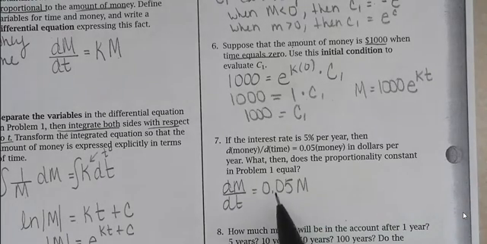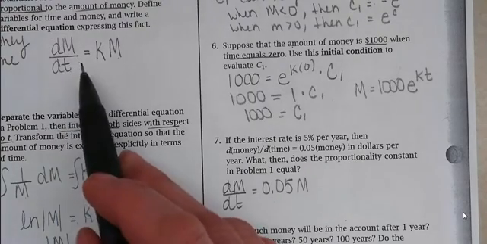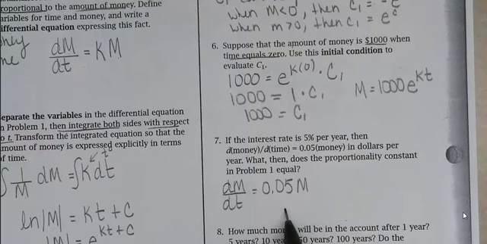So thinking about this, maybe comparing it with this, right? Those are basically the exact same structure. So what does k equal? Well, k is just going to be the coefficient of m. So we know that k equals 0.05.